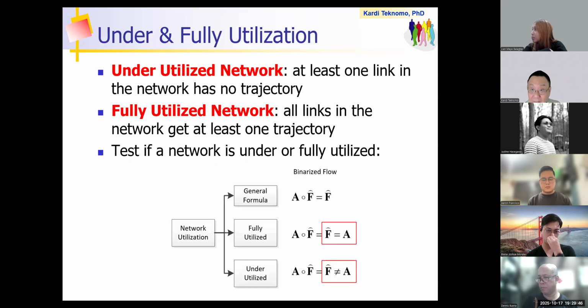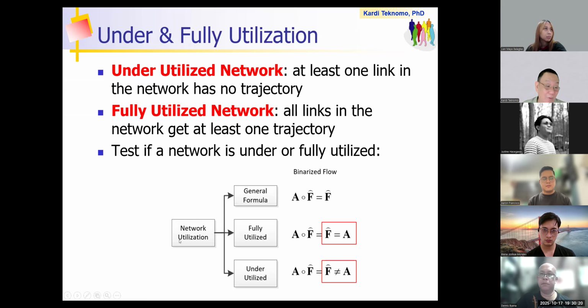So let's discuss fully utilized or underutilized. We define fully utilized if all links in the network get at least one trajectory. Otherwise, we call it underutilized. How do you distinguish? Underutilized means at least one link in the network has no trajectory passing there.